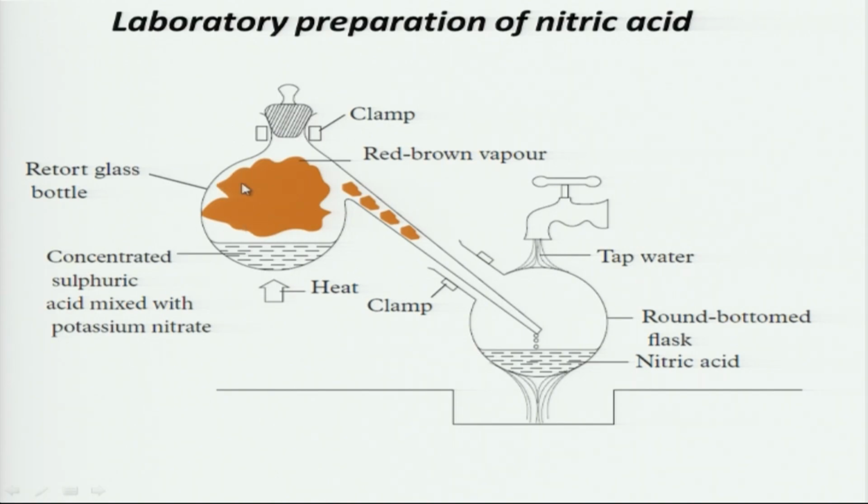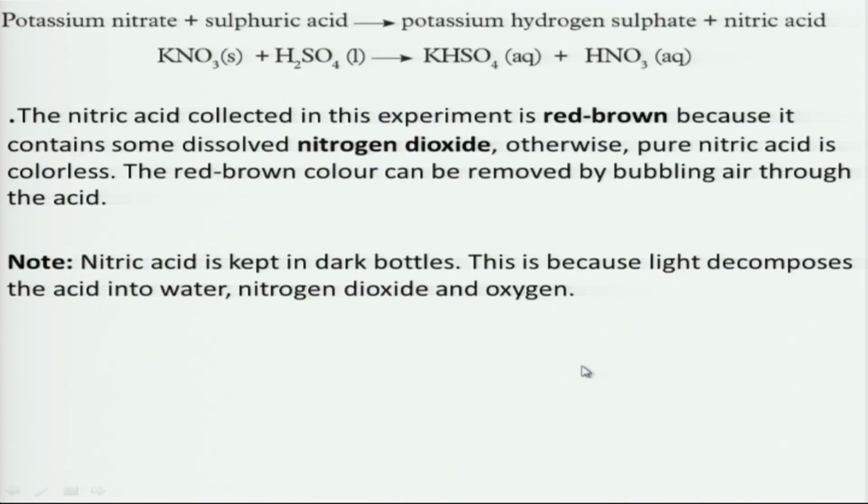In fact, nitric acid is colorless. The reason why you see it as a kind of red-brown color is because there is some nitrogen dioxide produced there, right? So this is nitric acid. It is condensed by this tap water, then collected as nitric acid, all right? So the nitric acid collected in this is red-brown, as I've said, because it contains some dissolved nitrogen dioxide. Otherwise, the pure nitric acid is colorless.